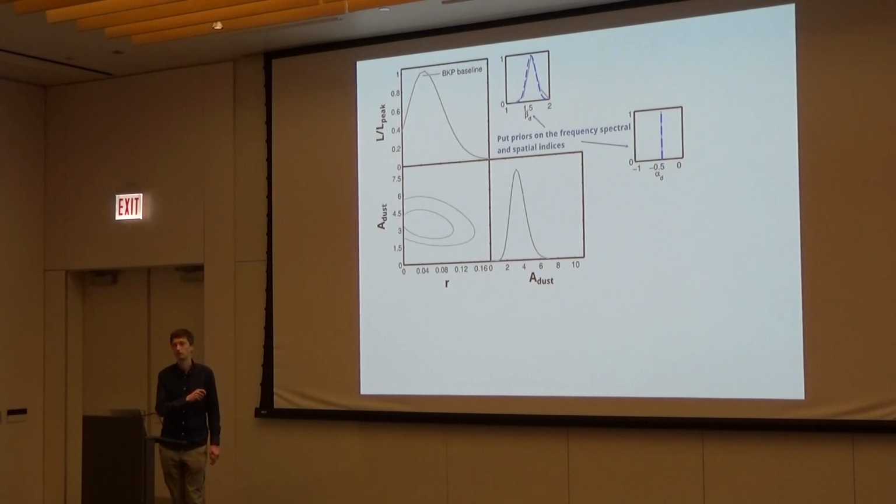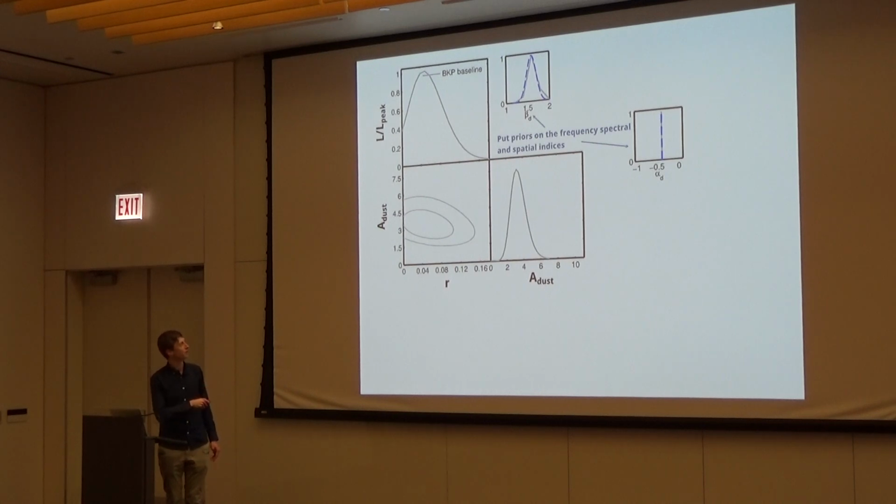This is the frequency spectral index of dust, so how it's scaling with electromagnetic frequency. This parameter we had to put a fairly tight prior on, shown in blue. That prior is coming from Planck measurements over the full sky. And so what we did is we assumed that their measurements of dust over the full sky were representative of dust in our field. And we were able to produce this likelihood, in which you can see there's a significant degeneracy between R and the dust amplitude.